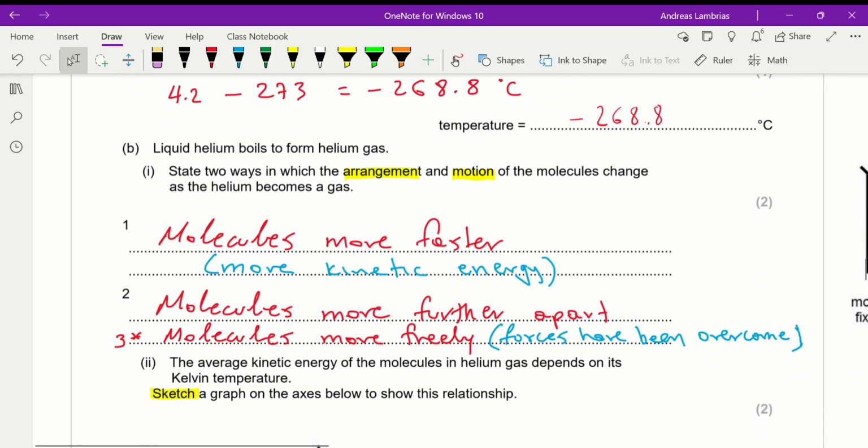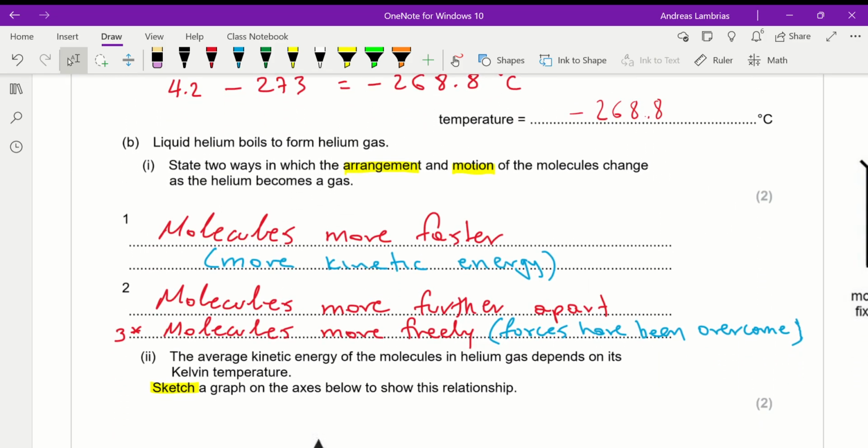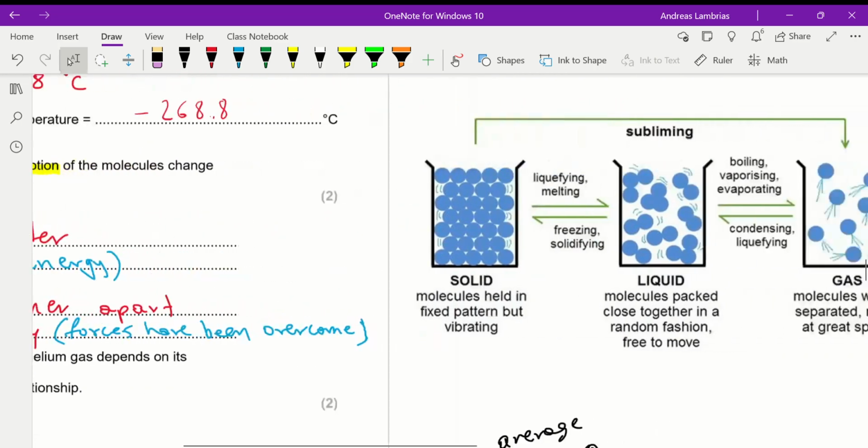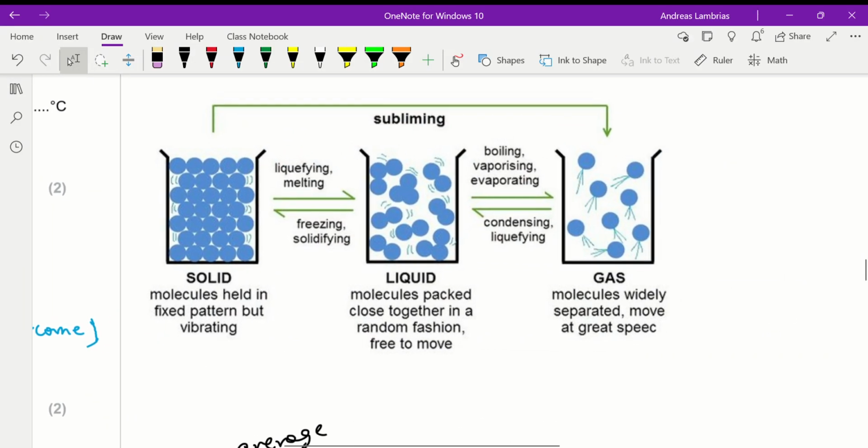The second question is asking us to describe the arrangement and the motion of the molecules when the helium changes from liquid to gas. So I've added this diagram just to remind you about the arrangement and the motion of the particles in the three states of matter. In solids, the particles don't move, they just vibrate. But when the solid melts or becomes a gas, the particles can actually move.